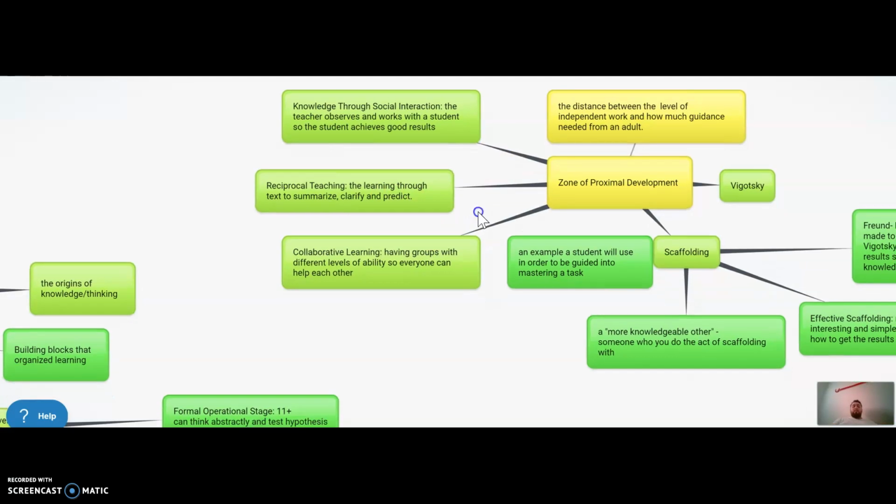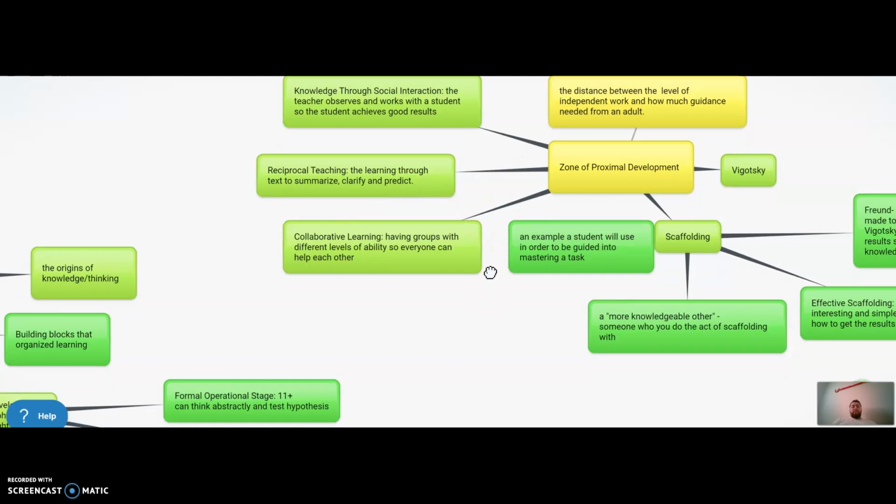Then it goes into reciprocal teaching, the learning through text to summarize, clarify, and predict. So this works so the teacher will work with the student in learning through the text in order to teach the student how to summarize, do clarification, and make predictions from what the student already read.